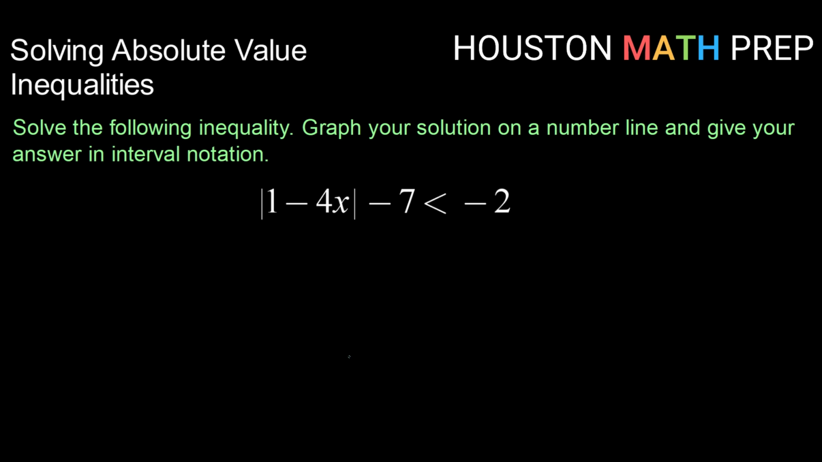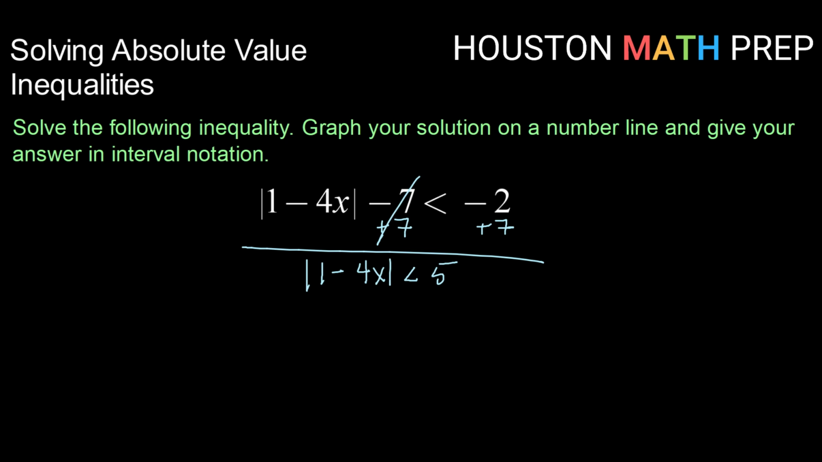So here, the first thing we're going to do is isolate the absolute value. We'll do that by adding 7 to both sides. So now we have the absolute value of 1 minus 4x is less than negative 2 plus 7, which is 5.